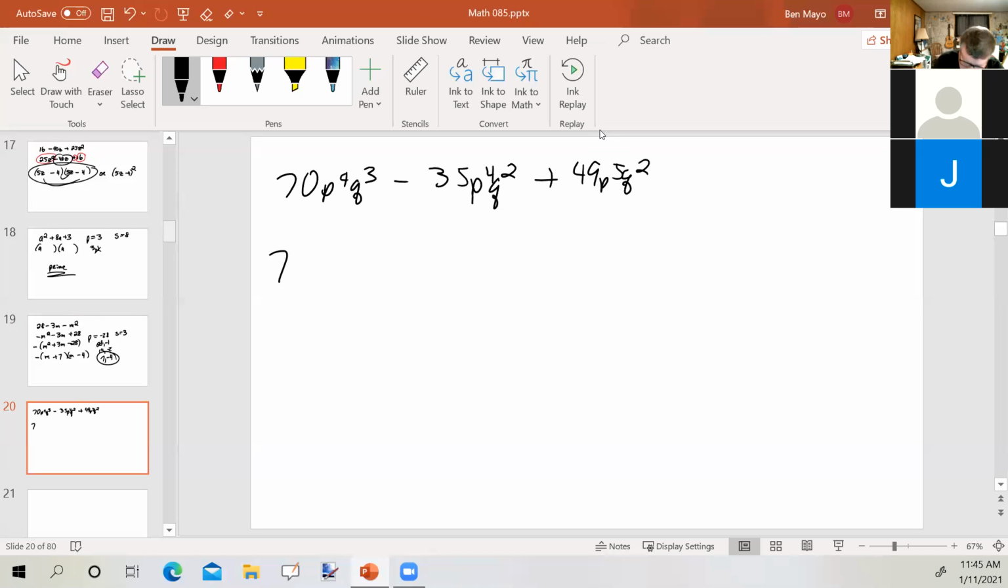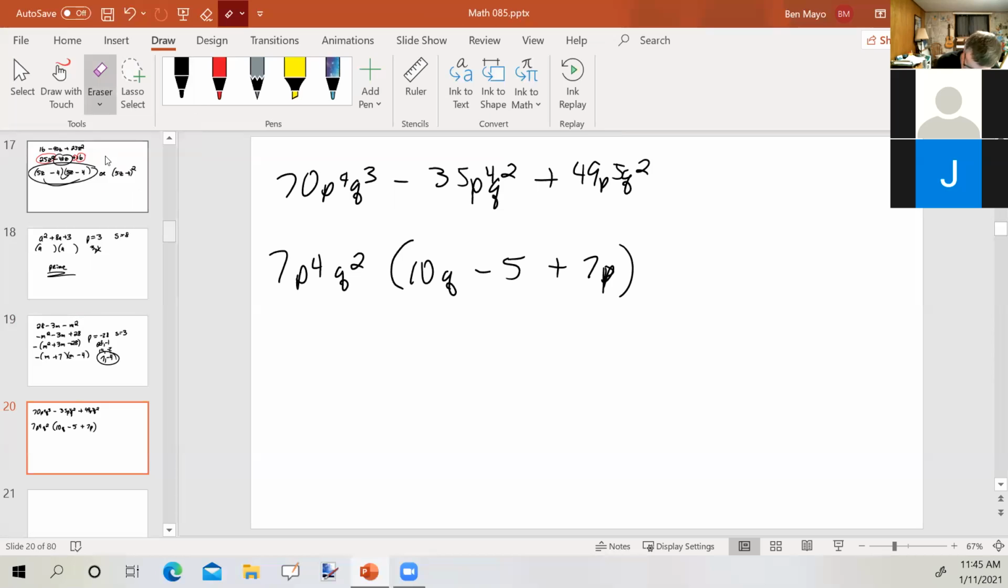I can take out p to the fourth and q squared. So that will leave me with 10q minus 5 plus 7p. Well, 10q minus 5 plus 7p isn't going to factor any further. So let me clean that up a little bit. So there's the final answer.